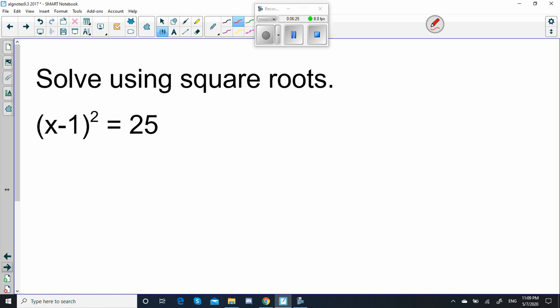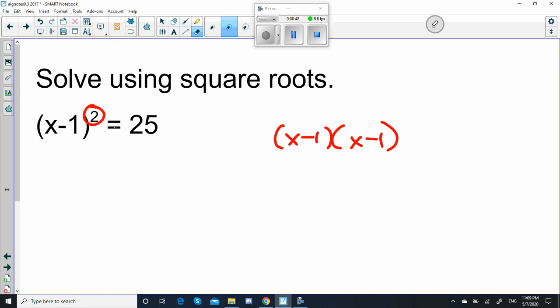All right, solve using square root. So we have the same thing. It looks a little different because it's got a perfect square over here and it's got a perfect square over here. Notice that this quantity squared means that there's 2 of them. That's what this quantity squared means. It means there's 2 of them. So I can still take the square root on both sides.